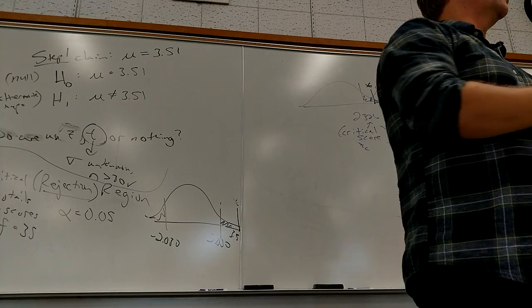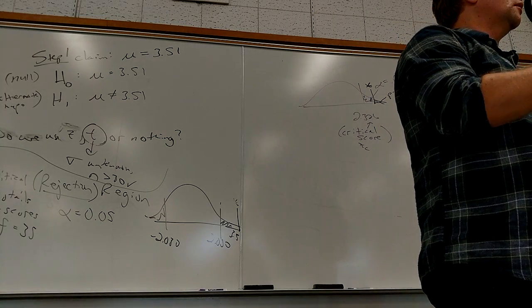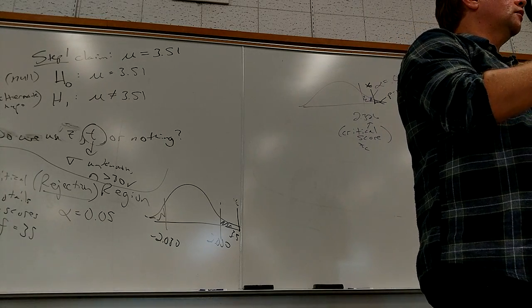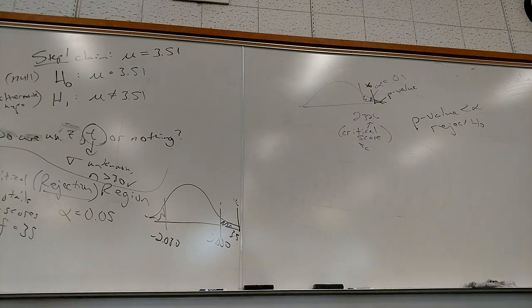If the p-value is greater than alpha, would you accept H1? Like you said right there, if the p-value was bigger than alpha, then I didn't make it into the rejection region. I would fail to reject the null. I would fail to support the H1.